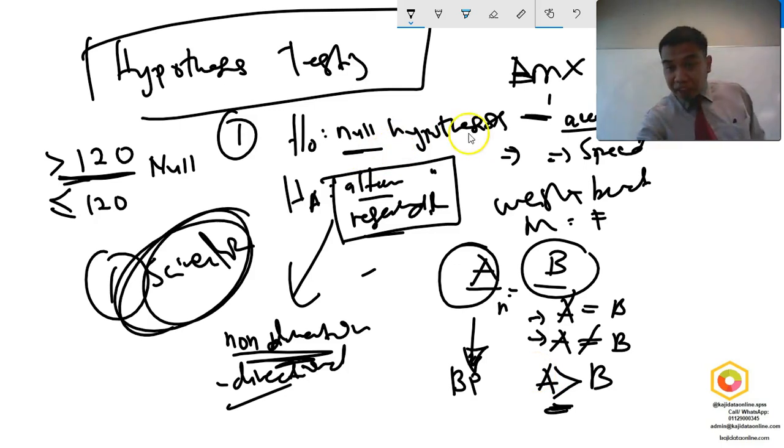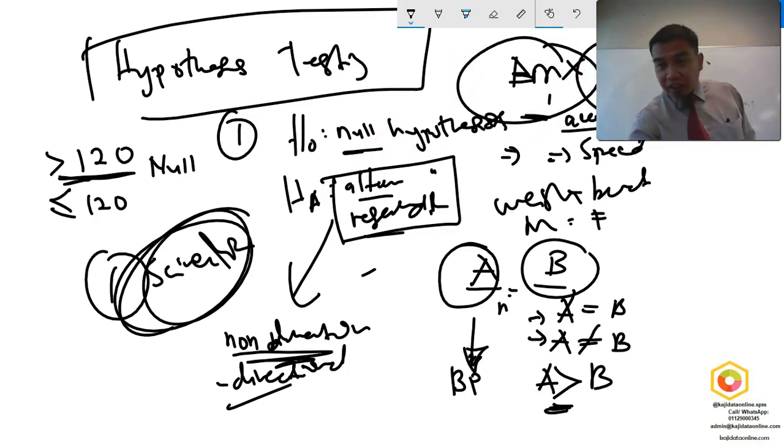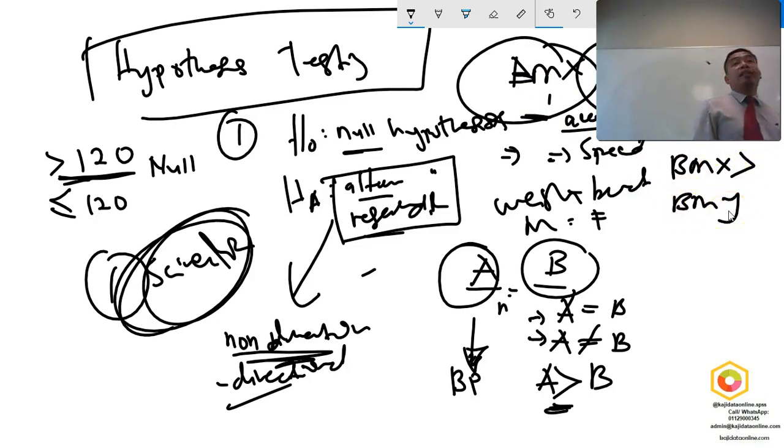The same also goes for my testing car. I have this car, right? So I want to say that my car is better than the other car. My alternative hypothesis will be indicated as follows: BMX more than BMY. Understand or not understand?